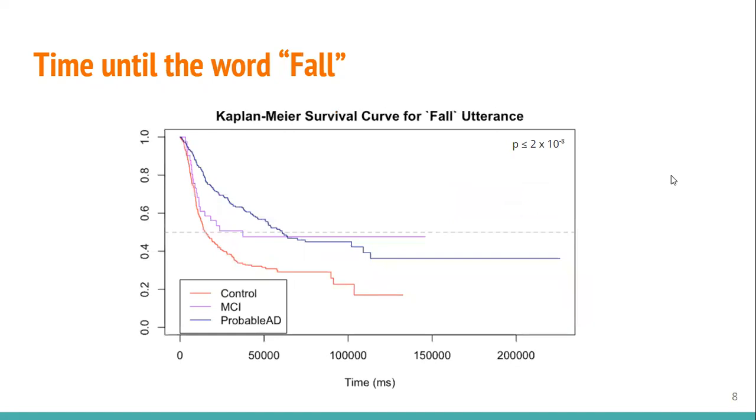So then next we want to look at the word fall, and here we see something very similar, except even more extreme, with the probable AD group never really going at the same rate as everyone else, initially starting slower. And then the MCI group stayed alongside the control for a little while, but once again fell off and basically had a rate similar to the probable AD group, whereas the controls continued at their going rate.